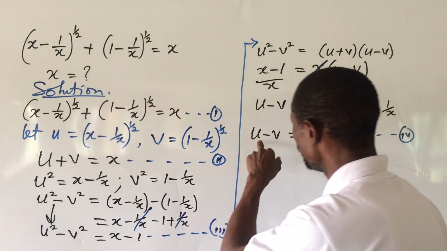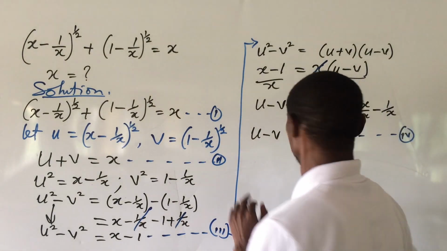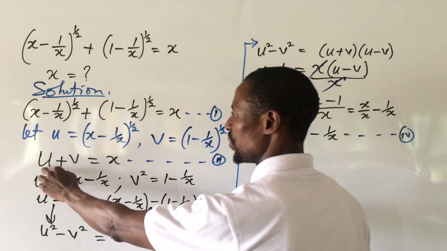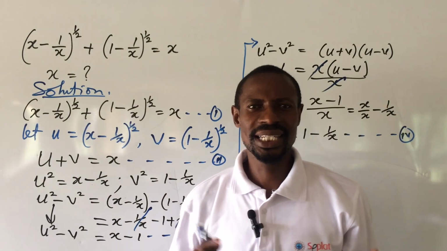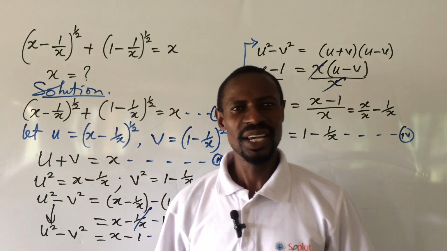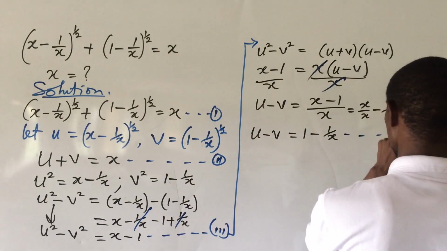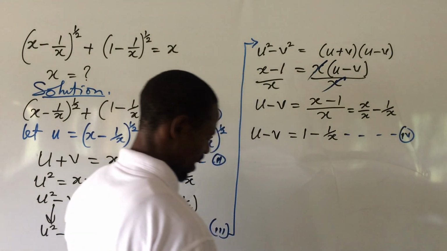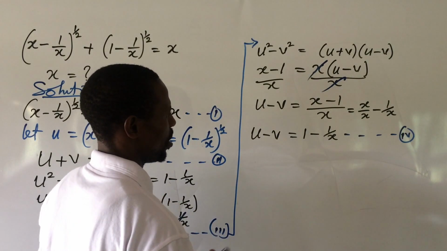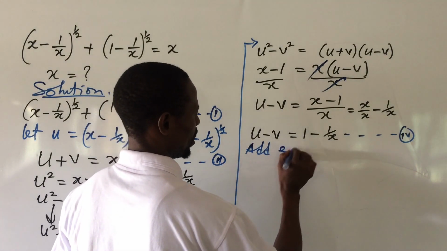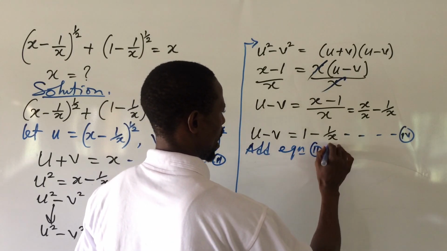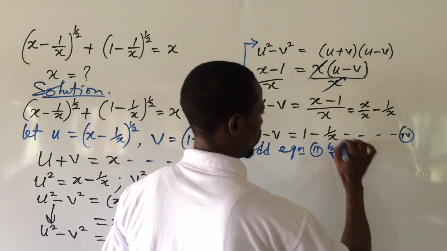Now you have u minus v for equation 4, and we also have u plus v for equation 2. So it's like a simultaneous equation. Let's solve equation 2 and equation 4 simultaneously. Let's just go straight: add equations 2 and 4 together.